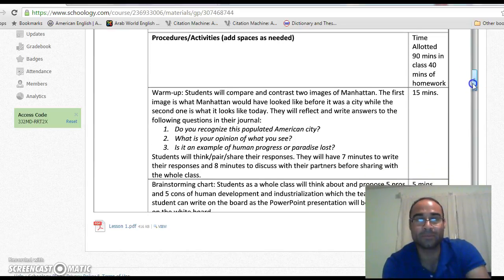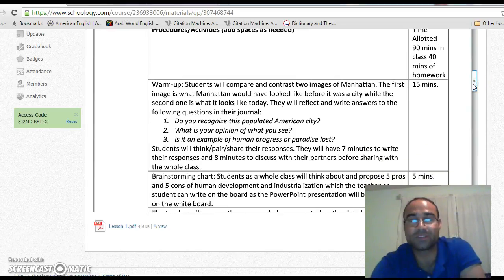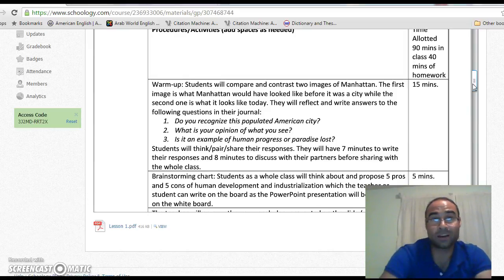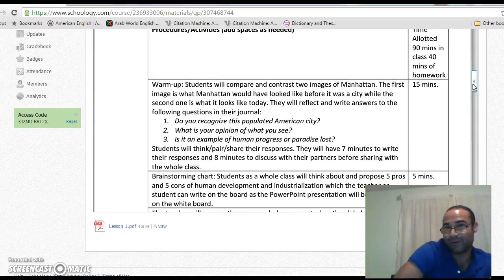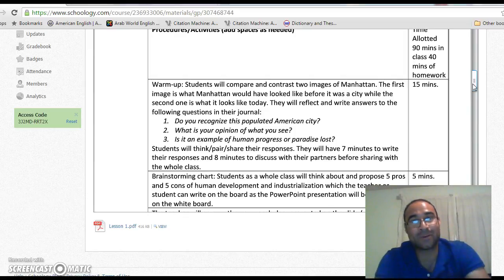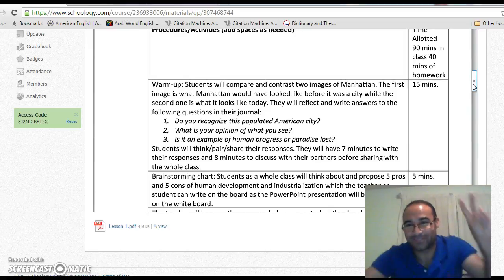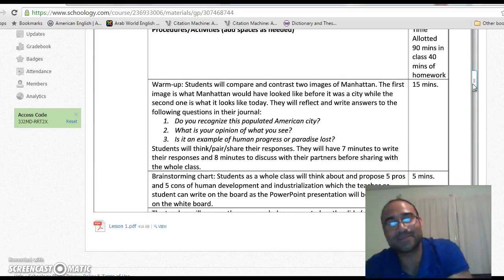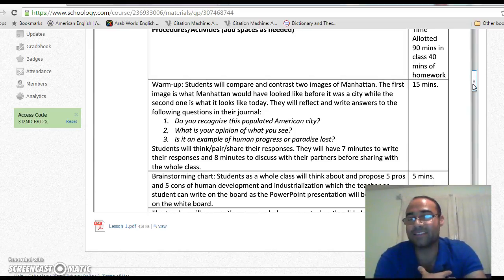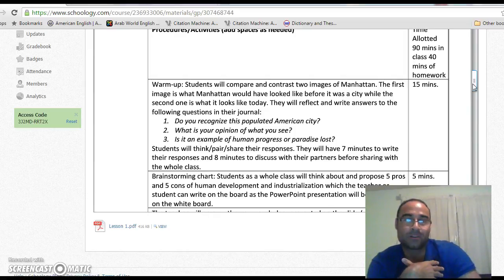So they will have a warm-up. Students will compare and contrast two images of Manhattan. The first image is what Manhattan would have looked like before it was a city, while the second one is what it looks like today, and they will reflect and write answers to the following questions in their journal. Do they recognize the populated American city? What is their opinion of what they see? Is it an example of human progress or paradise lost? So, quotations from books in order for them to think about their opinions and their perspectives on this concept of progress.